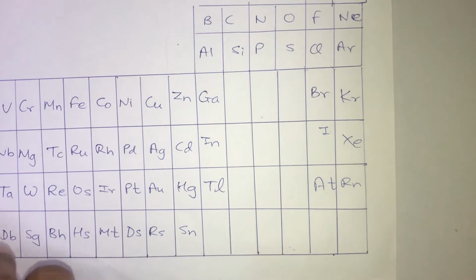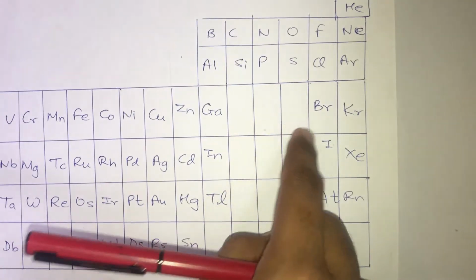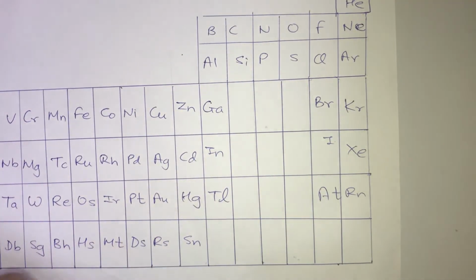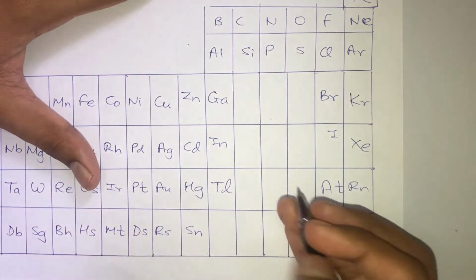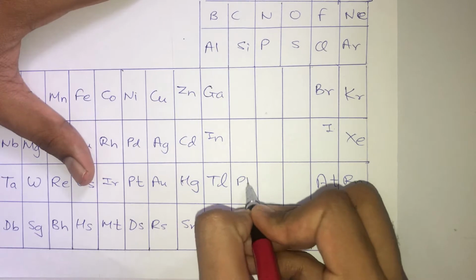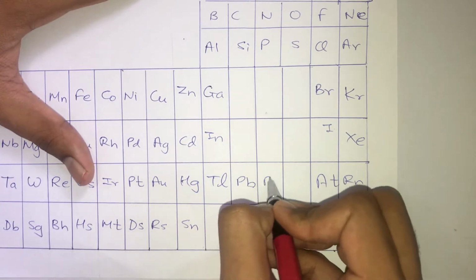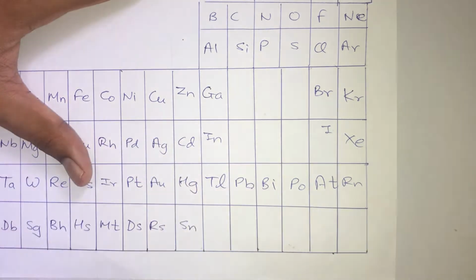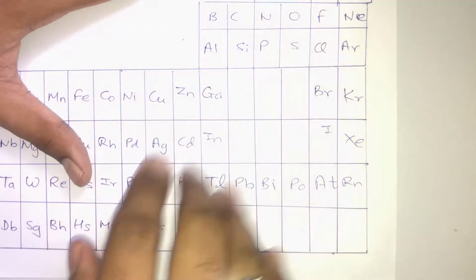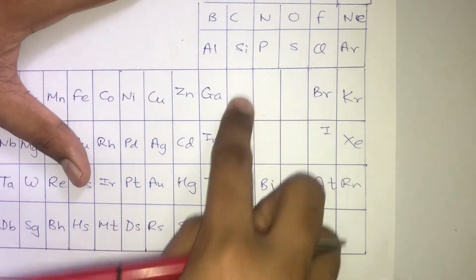Now for the remaining 9 positions over here, how do I remember? I'm going to tell you all. टकले पब भी पहुंचा. Okay, so we are now remaining with only 6.